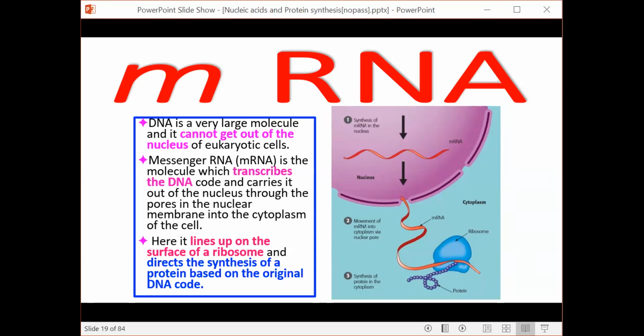Yeah, mRNA helps in transcription. It is generally linear. This is single stranded. It doesn't undergo folding among itself either.